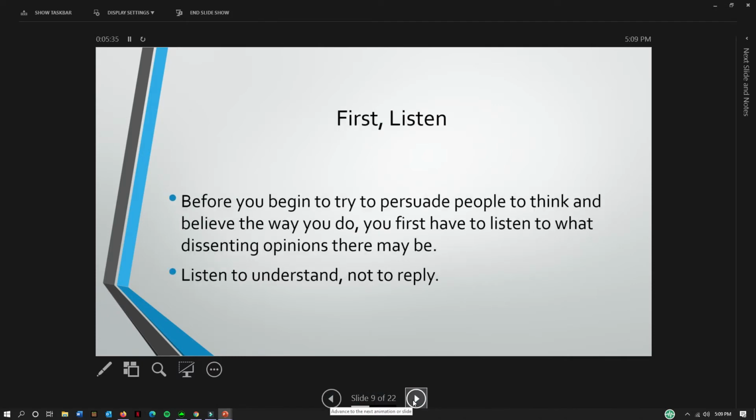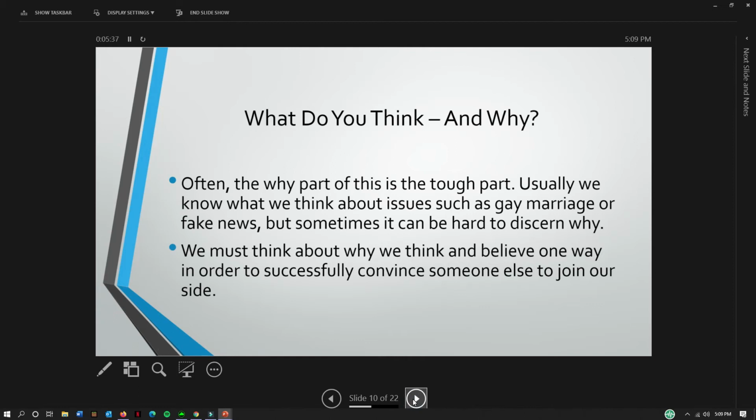And then once you've listened, you have to decide, what do you think? And why do you think that? Usually this is the tough part. Usually we know already what we think about issues like gay marriage or fake news, but sometimes it's hard to say why we think that. We have to think about why we think and believe one way in order to convince someone else to join our side.